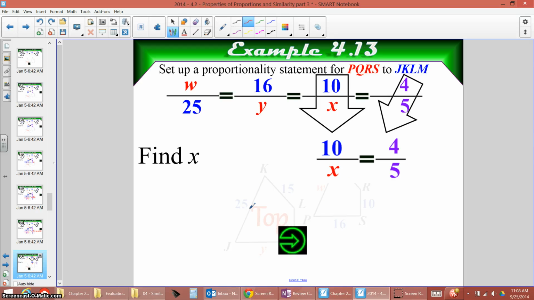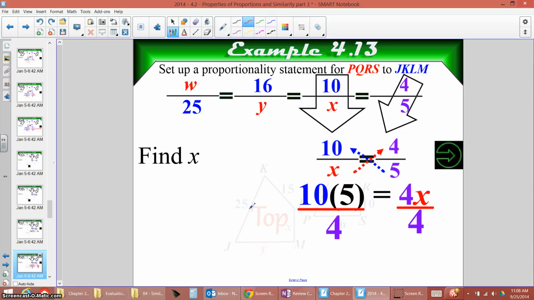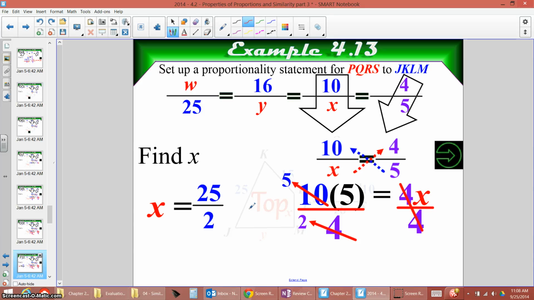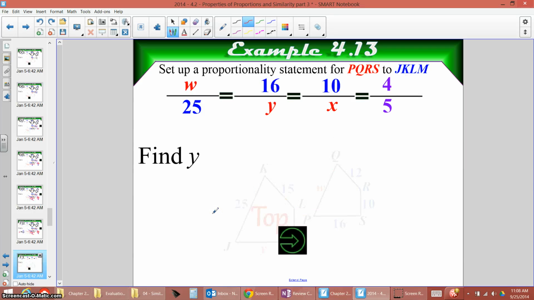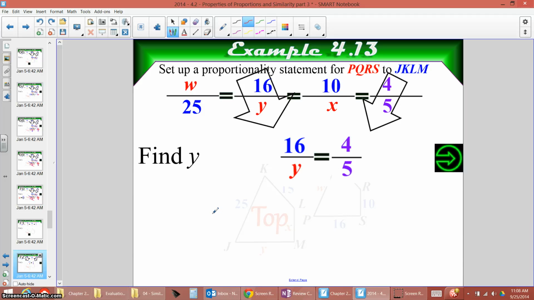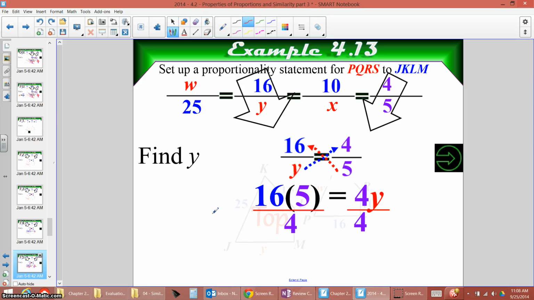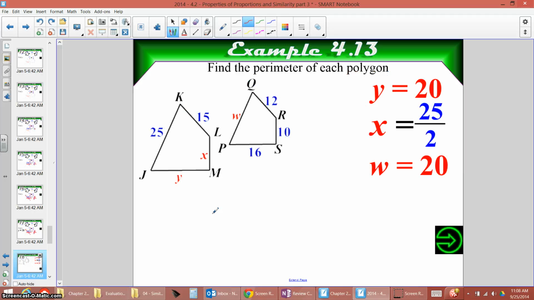Now I find X. Set up my cross product, divide by 4, reduce down my fraction, and I'm left with 25 halves. Notice how I take the 5 and times the 5 gives me 25. The 2 on the bottom is a 2. Okay. Now it says find Y. I identify my pieces. I do my cross multiply. I divide by 4. I realize the 4 becomes a 4 on top, which gives me a 20. So Y equals 20.